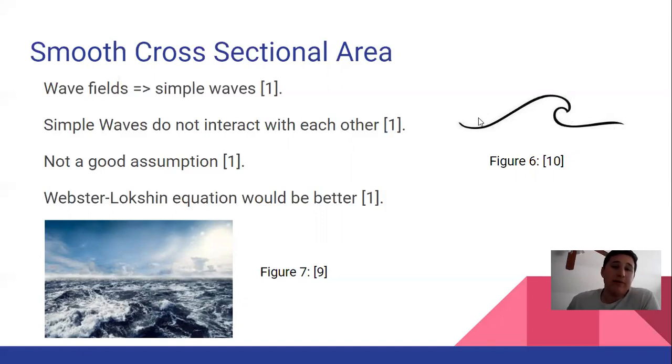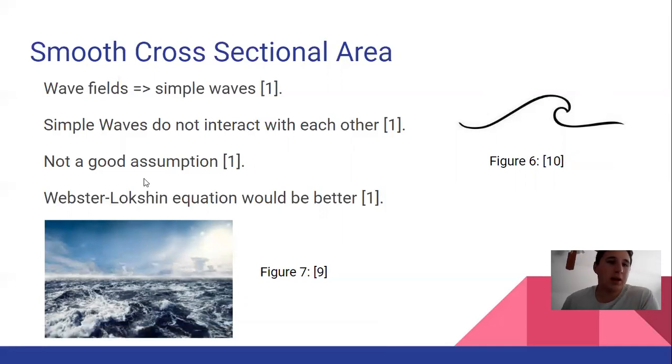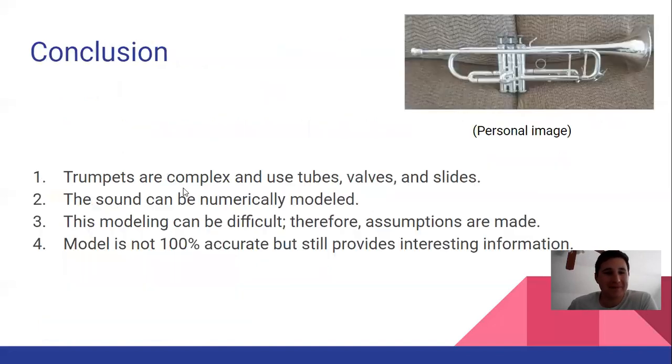Whereas a wave field is like a turbulent ocean where the waves are crashing and mixing and there's chaos there. Now, we know that simple waves actually turn out to not be a good assumption for this sort of thing. You need to look at wave fields. And if you use a Webster or Webster-Lokshin equation, that would be a better model for that.